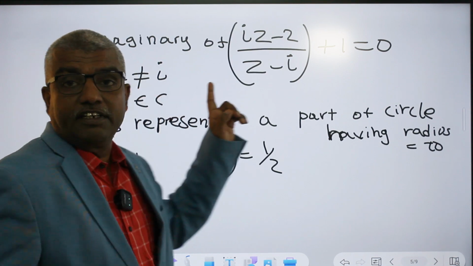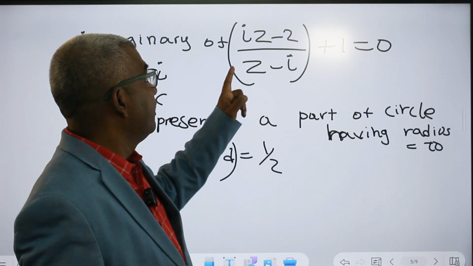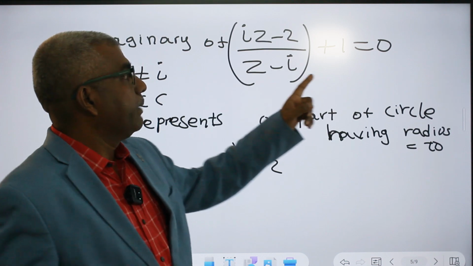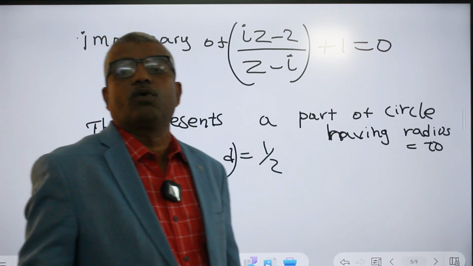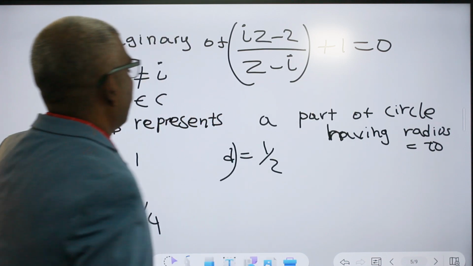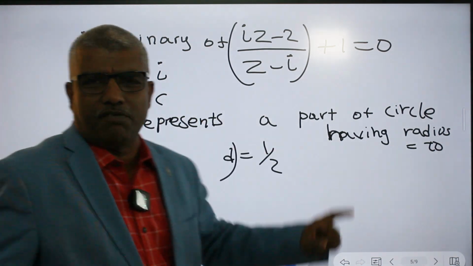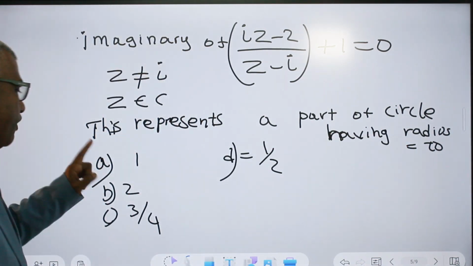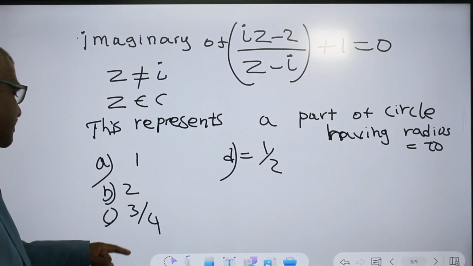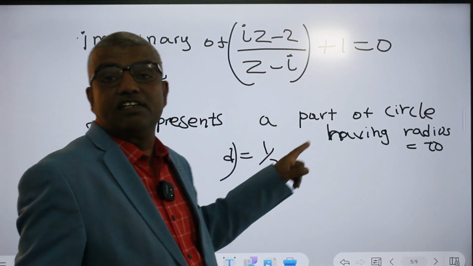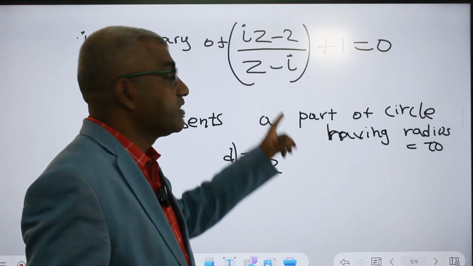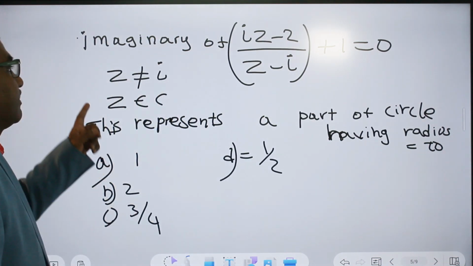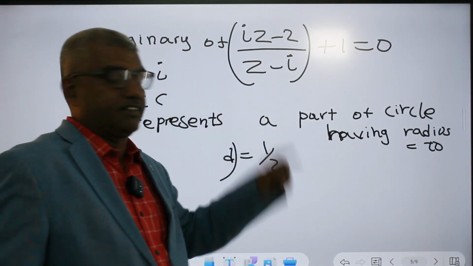Look at the next question. Imaginary part of (iz minus 2) over (z minus i) plus 1 is equal to 0. This equation represents a part of a circle having radius equal to option A 1, option B 2, option C 3 by 4, option D 1 by 2. This is a past paper JEE Main question. Okay, z is not equal to i, z is a complex number.